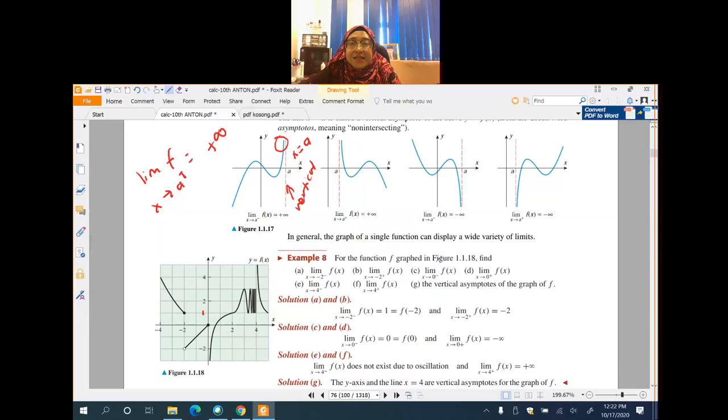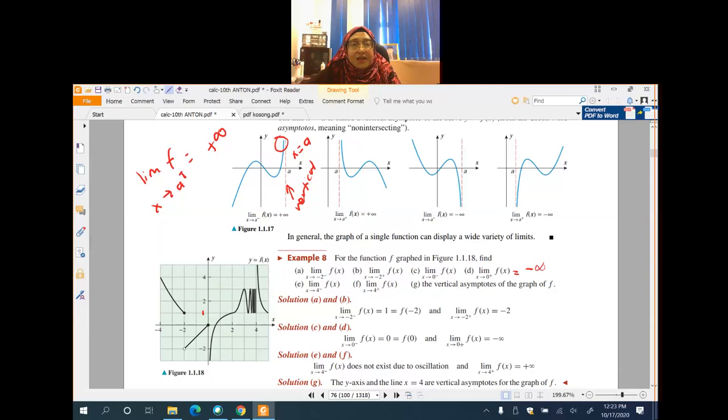What about C? The question asks us for the limit of f as x tends to 0 from the left. So it is over here. The answer will be 0. Then we have the limit of f as x tends to 0 from the right. From the right, it gives you negative infinity. It will decrease rapidly here, unboundedly. That is, it will give you negative infinity.